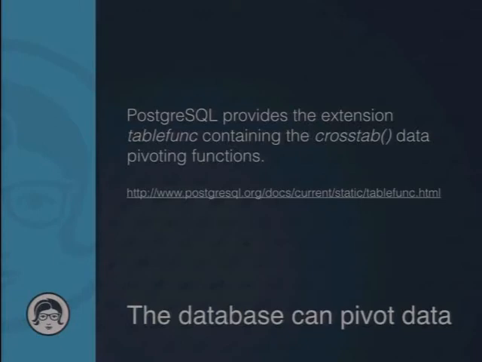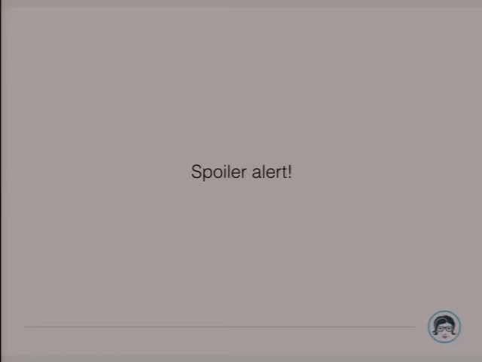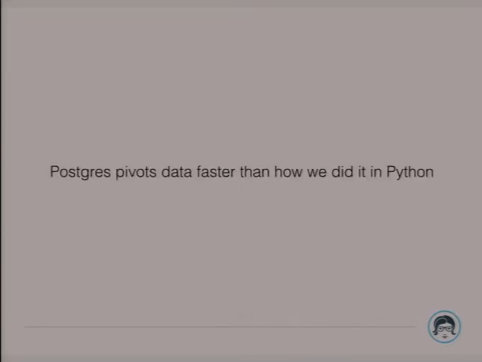So who's familiar with the TableFunc extension? Anyone fans of the crosstab function? Postgres provides this TableFunc extension in the distribution, which contains several functions, but the one in particular is crosstab, which will pivot the data. So I'll spoil it a little bit for you, right? For this portion, Postgres does pivot data faster than Python if you use the right function.